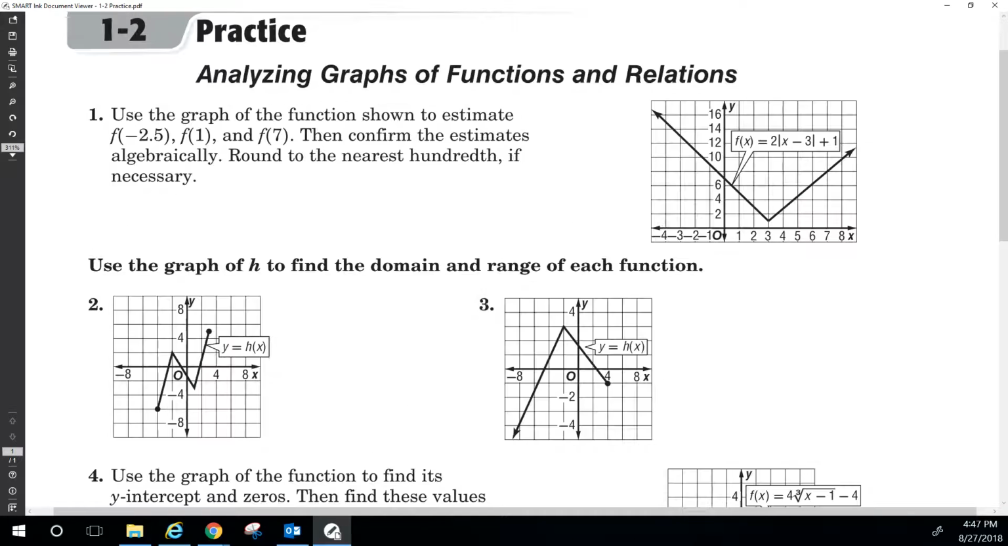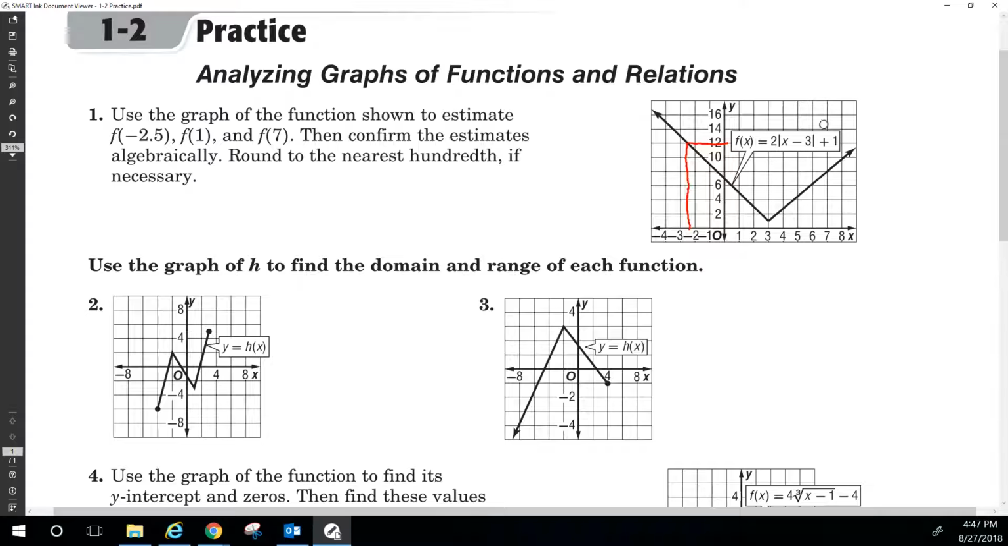So looking at number 1, it says use the graph of the function shown to estimate these values. Then confirm the estimates algebraically, rounded to the nearest hundredth if necessary. All right, so f of negative 2.5. Negative 2.5 is roughly here. That goes, it looks like it's probably around 12.